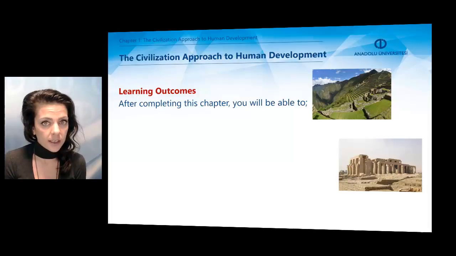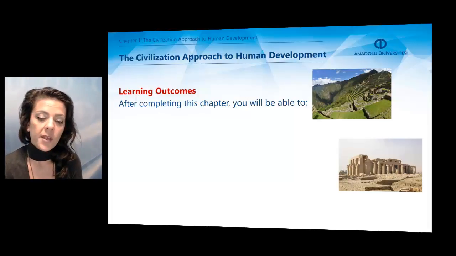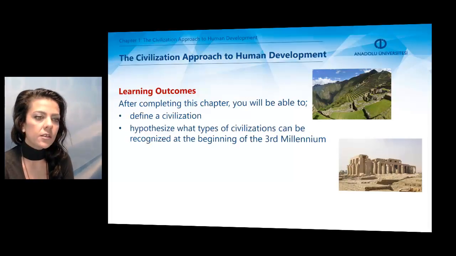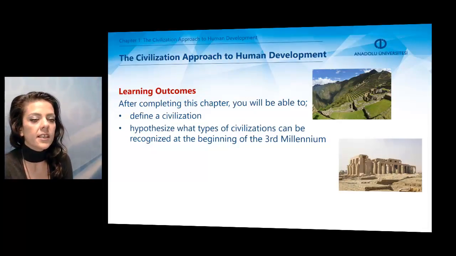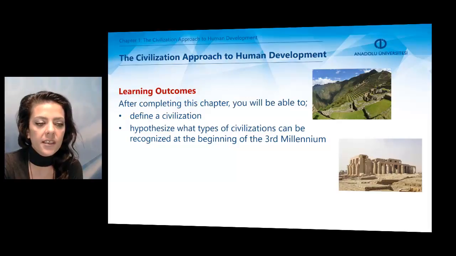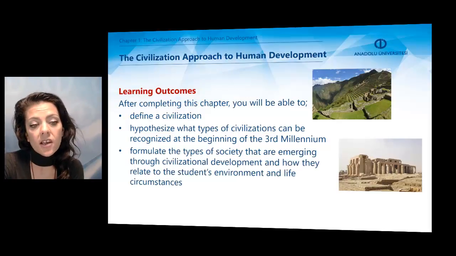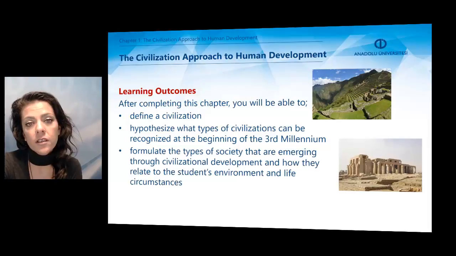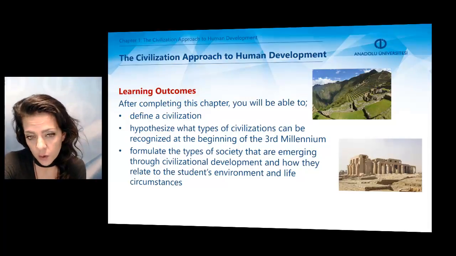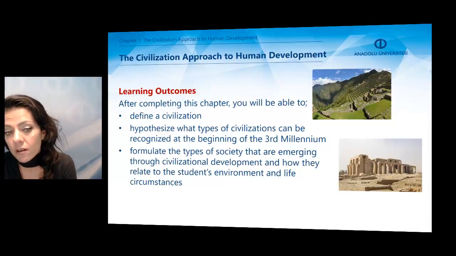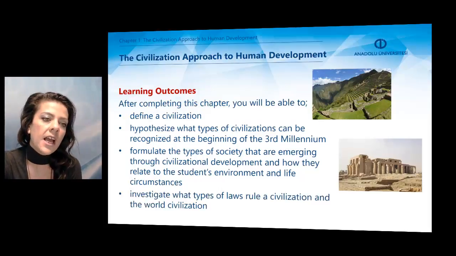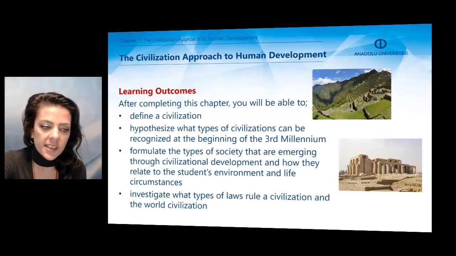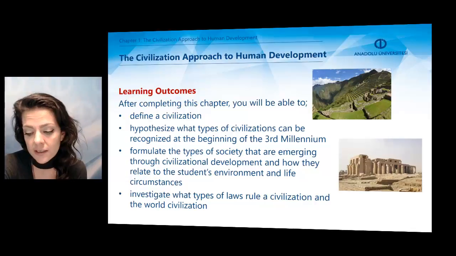In order to be able to understand different civilizations, first of all, we need to define what civilization is, and we need to understand the civilization approach to human development. After completing this very first chapter, you will be able to define a civilization, hypothesize what types of civilization can be recognized at the beginning of the third millennium, formulate the types of society that are emerging through civilizational development and how they relate to your own environment and life circumstances, and finally investigate what types of laws rule a civilization and the world civilization in general.